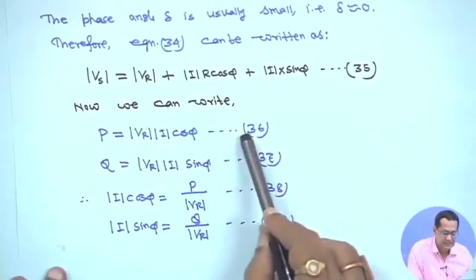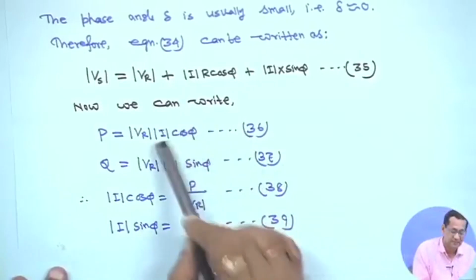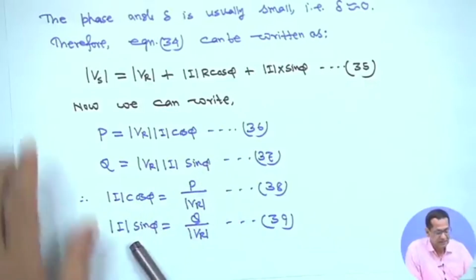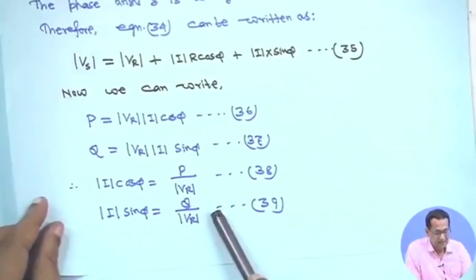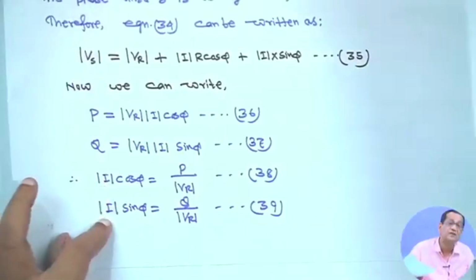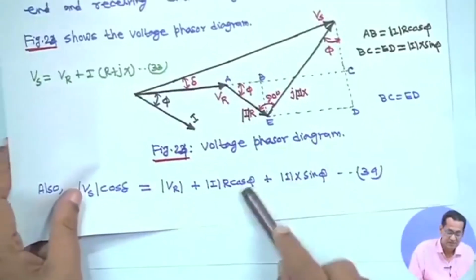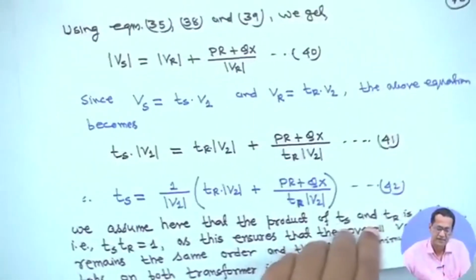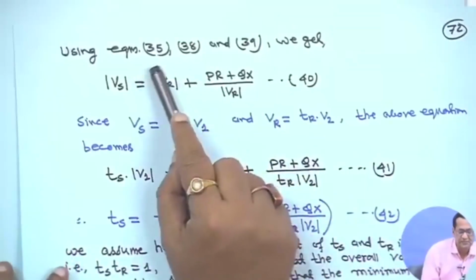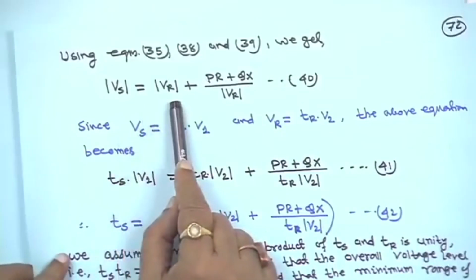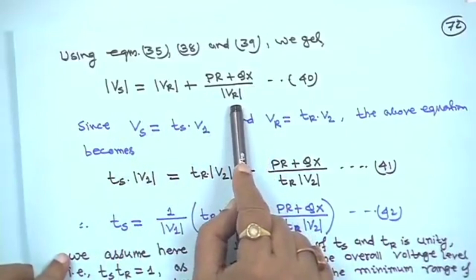Now, from equation 36 you can write magnitude I cos phi is equal to P upon magnitude VR, and from this equation magnitude I sin phi is equal to Q upon VR, this is equation 39. Now, this magnitude I cos phi and magnitude I sin phi you substitute in equation 34. If you substitute, then what you will get? You will get, using equations 35, 38 and 39, magnitude of Vs equal to magnitude of VR plus PR plus Qx upon magnitude of VR.